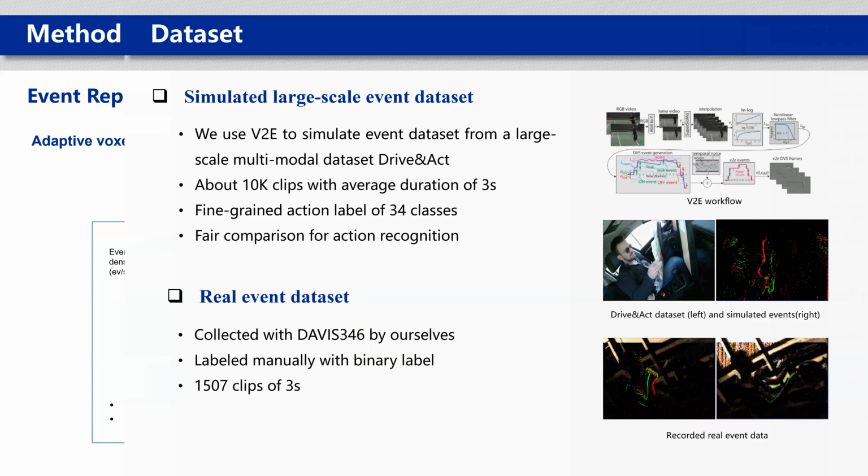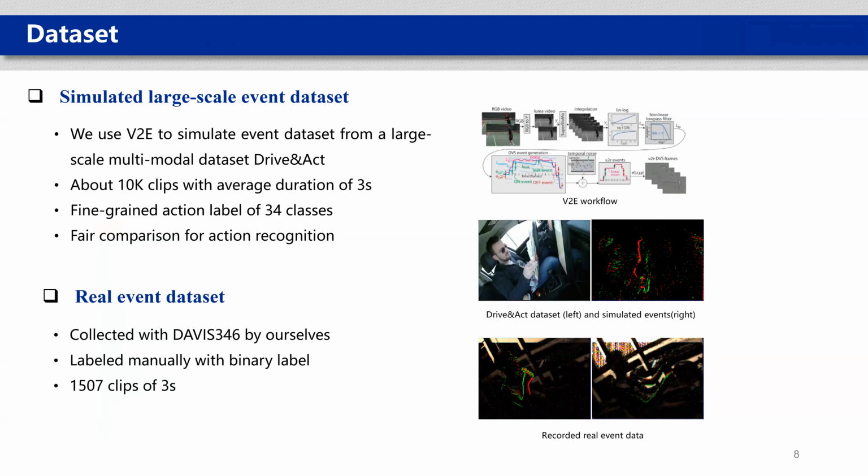As for the dataset, since large-scale event datasets are unavailable at the current stage, we use V2E to simulate an event dataset from the large-scale multimodal dataset Drive and Act. The dataset contains about 10,000 clips of average duration of 3 seconds, and fine-grained action labels of 34 classes. We ensure fair comparison on the dataset for action recognition.